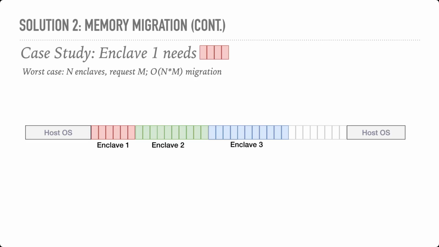And let's talk about the time complexity of the allocation algorithm based on the migration. Let's consider the worst case. Suppose there are n enclaves and it requires m blocks, and all enclaves are aligned closely. So in this case, if enclave 1 still needs 4 blocks, it will need 4 times 2, 8 migrations. So it will cost a relatively very big overhead. It's not acceptable.